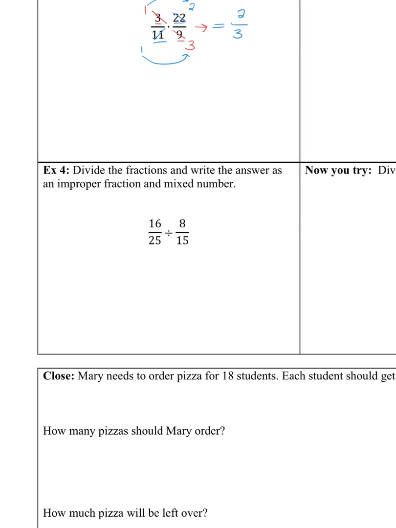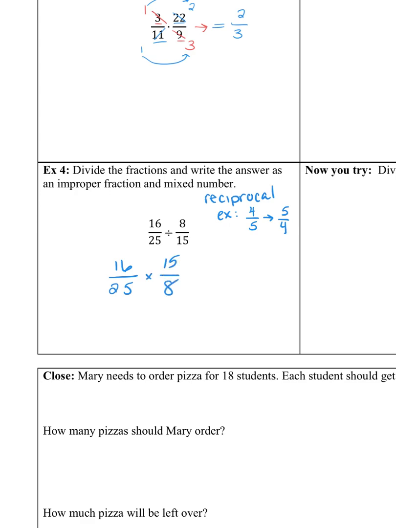Now, when it comes to dividing, remember we never actually divide. We always multiply by the reciprocal of the second fraction. So what is a reciprocal? Let's actually write that out. A reciprocal is just the inverted fraction. So for an example, the reciprocal of, let's say, 4/5 would be 5/4. So here we would take 16 over 25, and we're actually going to multiply by 15 over 8.